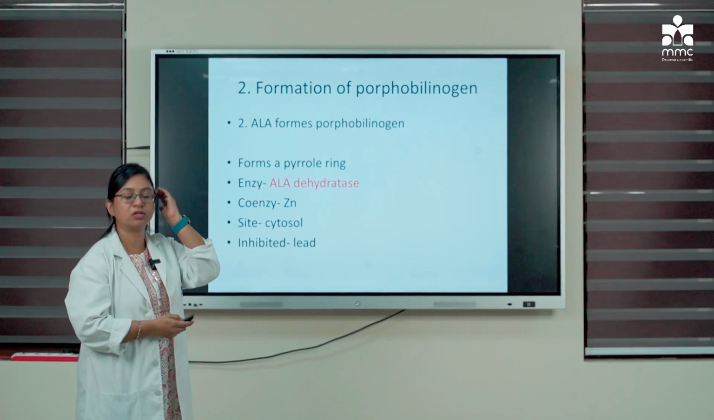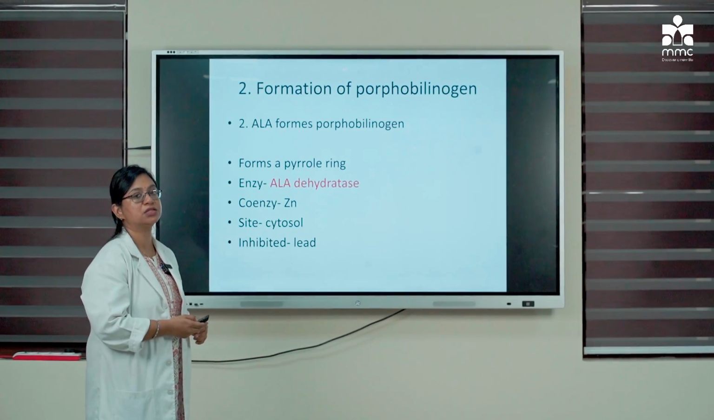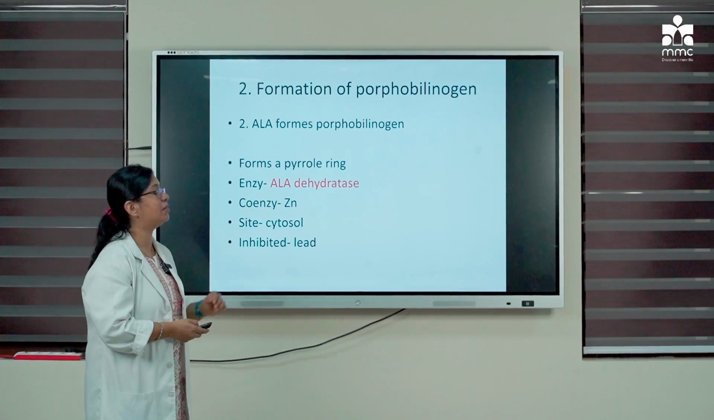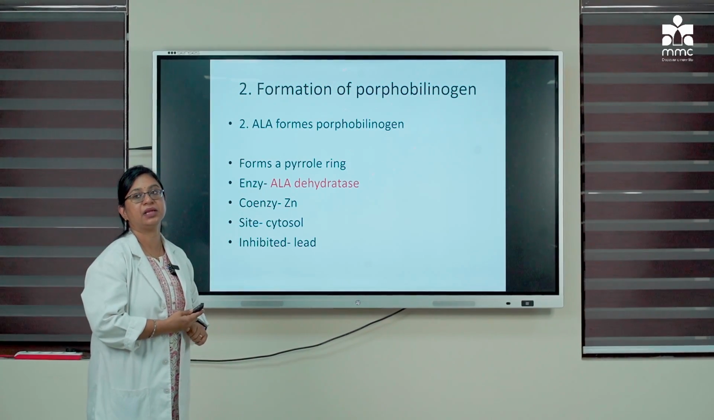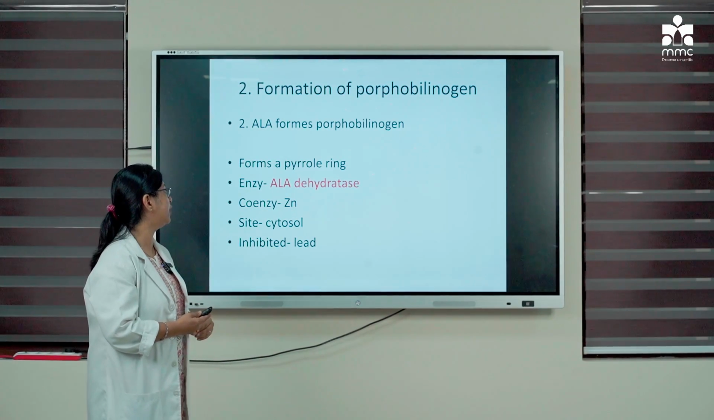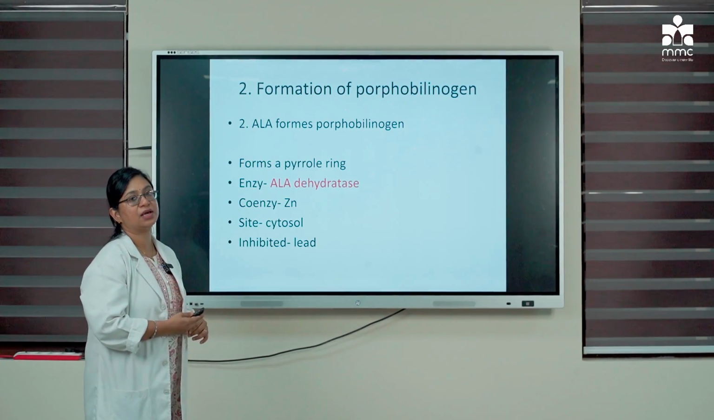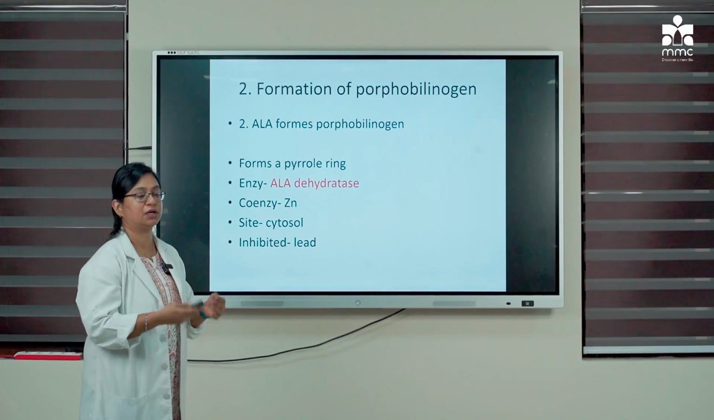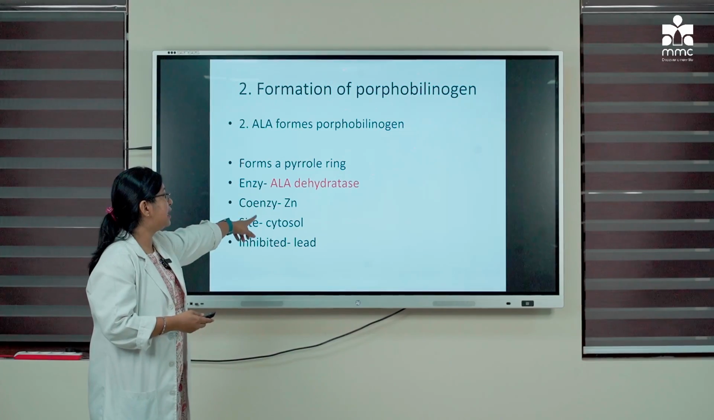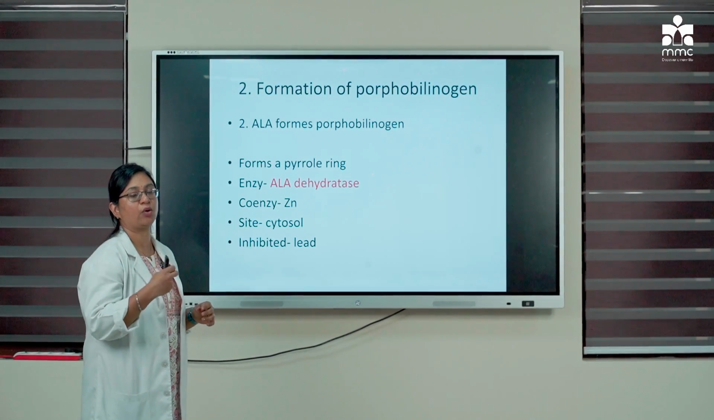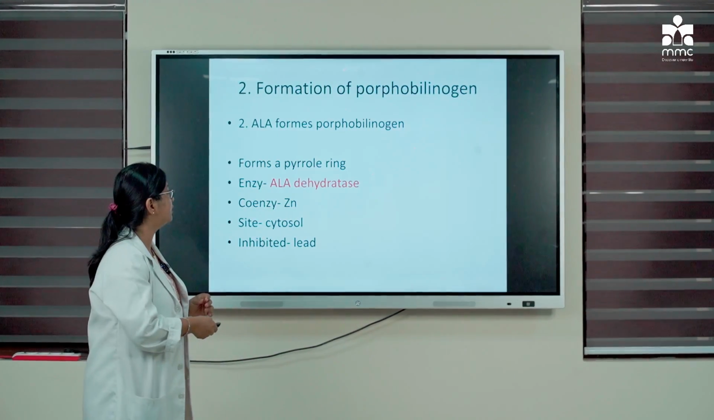There is going to be loss of 2 water molecules, and this step is inhibited by lead. Again, this will be important when we talk about anemias and acquired porphyrias. The coenzyme here is zinc. It is important to know this because, how does lead inhibit the enzyme? Lead removes the zinc, the coenzyme, so it reduces the action of the enzyme.